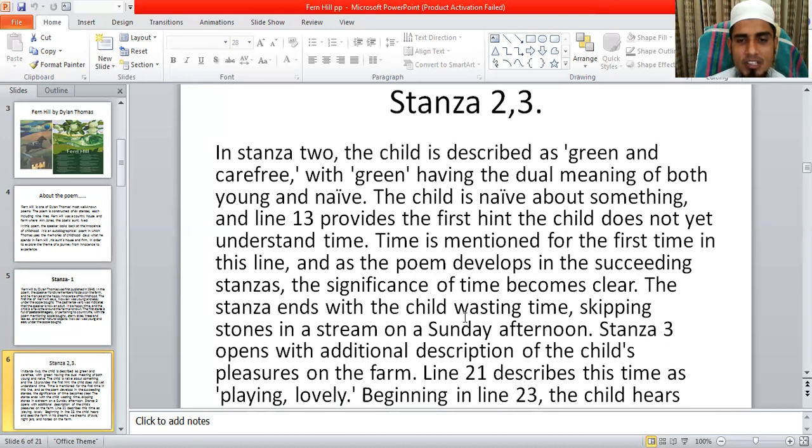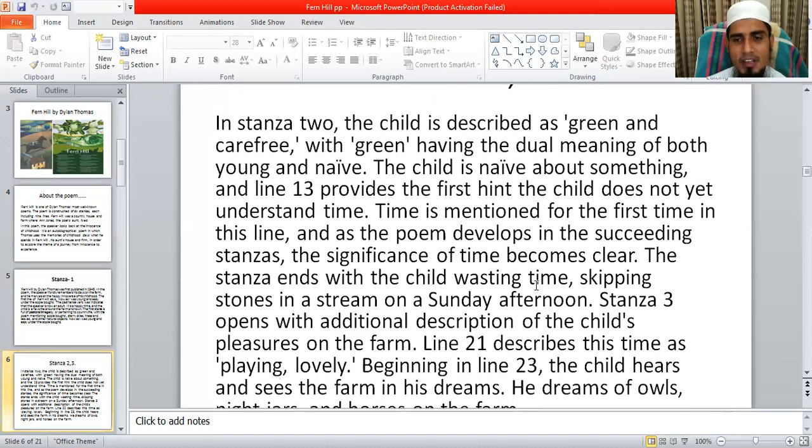The second stanza ends with the child wasting time. Children never understand the influence of time, and that is why the poet thinks that the child is wasting time. That means the child spends all the time playing and playing. So how do children spend their time? Not consciously, never concerning themselves about time. So, skipping stones in a stream on a Sunday afternoon. In this way he narrates.